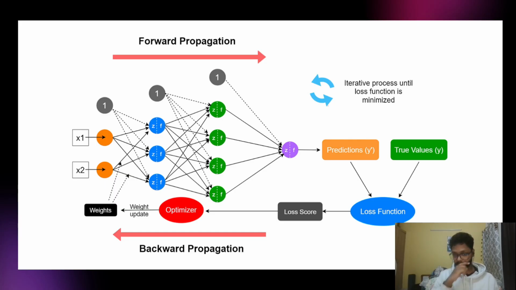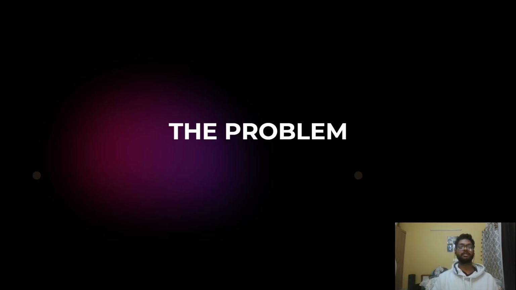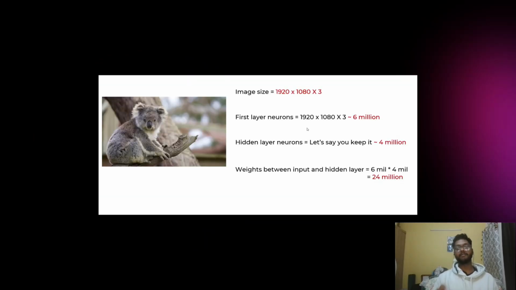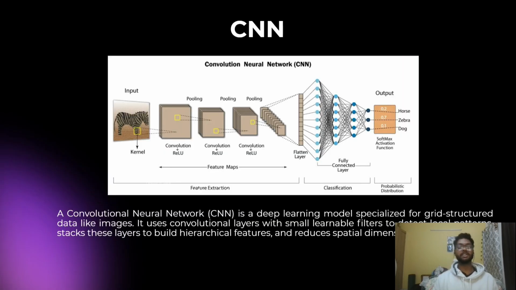That is, my forward propagation and backpropagation happens 10 times on the entire data set. Now, the problem with this approach is, suppose we have a very large image size of 1920 by 1080 pixels. Then what will happen? The first layer of neurons will be approximately 6 million and the hidden layers will be approximately 4 million, which requires very high computation and it is difficult for us. So what we can do is we can use CNN.